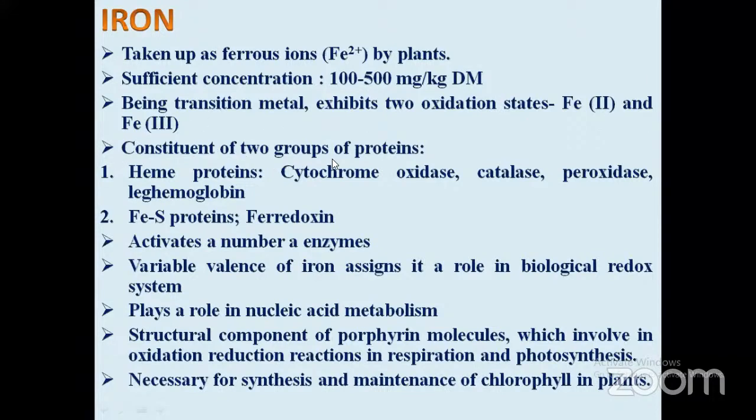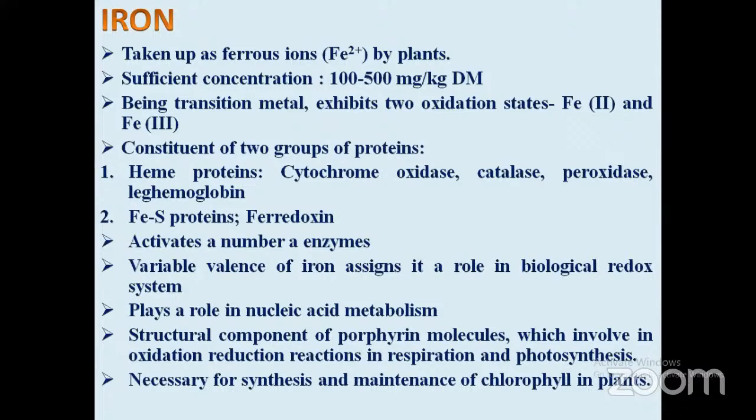It is a constituent of two groups of protein. One is hemeprotein, another is iron-sulfur protein. Hemeprotein means one that contains iron in a porphyrin complex. So hemeproteins are those proteins that contain iron in a porphyrin complex. So what does porphyrin mean? Porphyrin means it is an aromatic macrocyclic compound. So it is a ring-type compound that consists of 4 pyrrole units and 4 bridging carbon units.